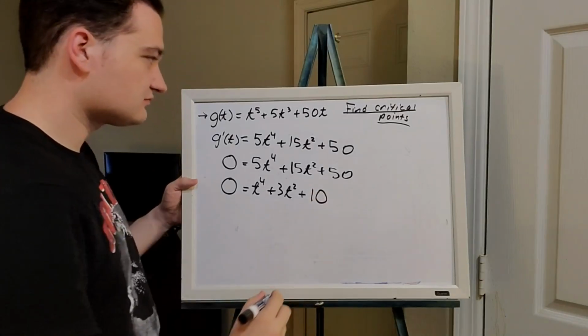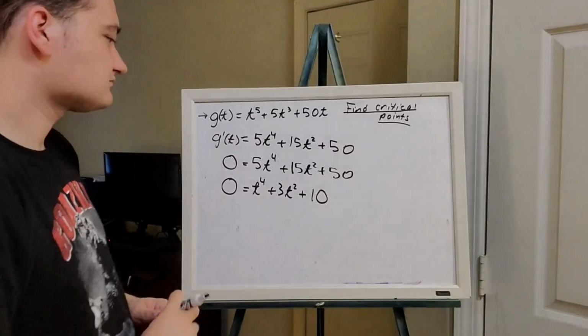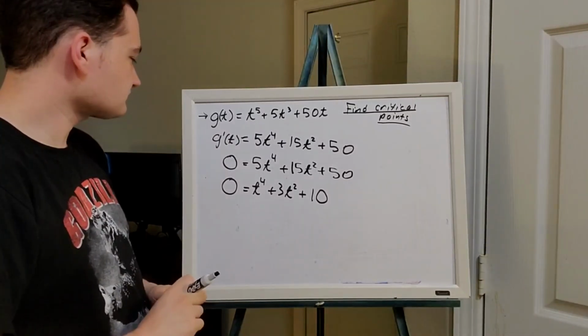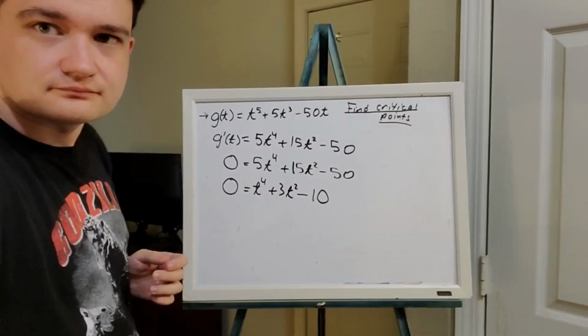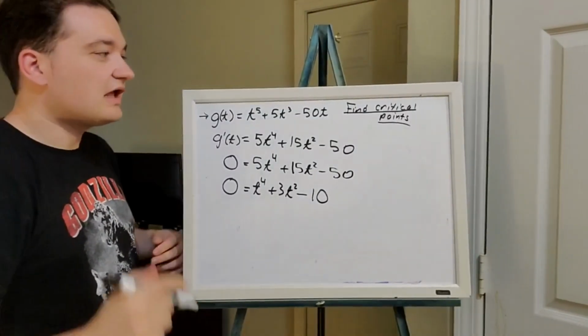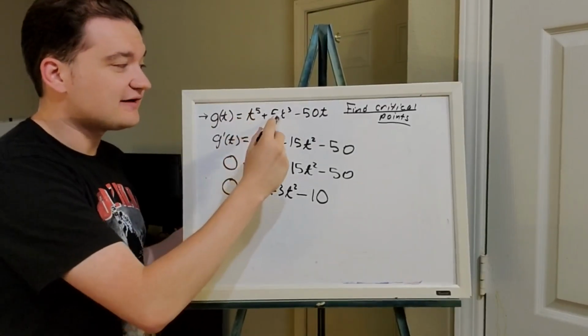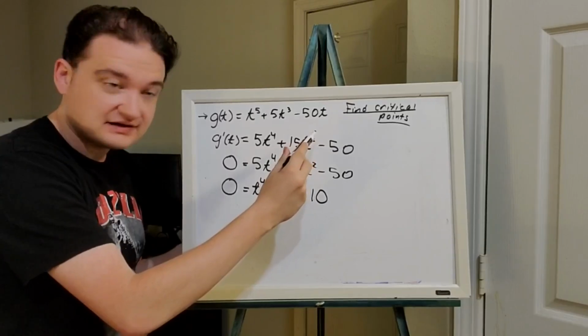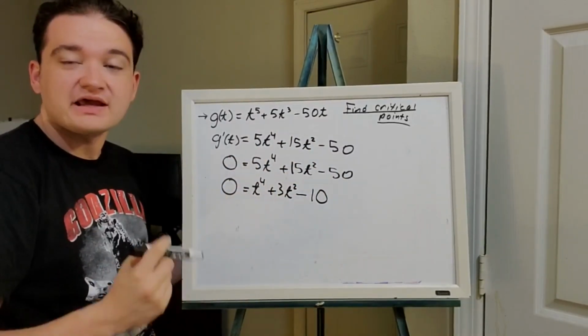Did I put this in right? I suppose I must have. Alright, I did not put it in the practice problems right. It should be t to the 5th plus 5t to the 3rd minus 50t, and then this is the derivative, and we're setting it equal to 0.